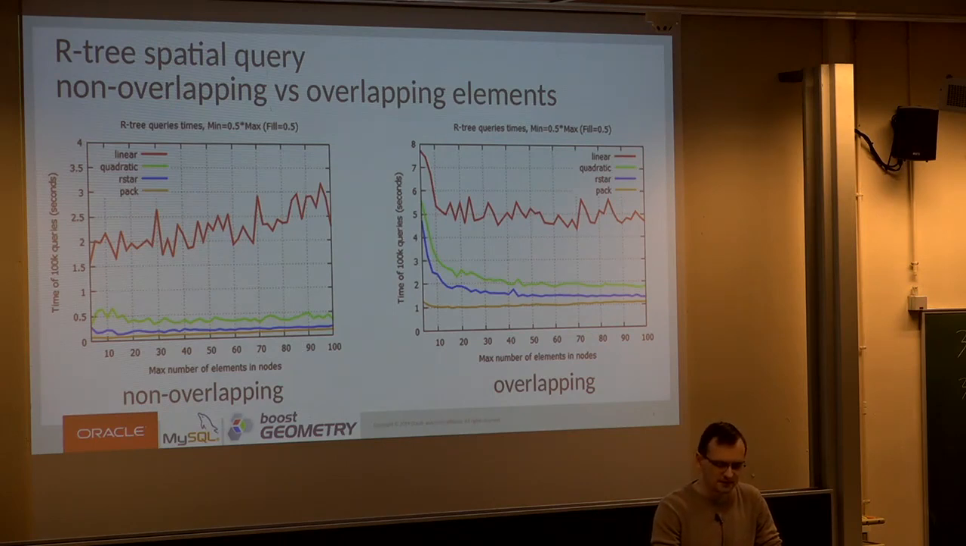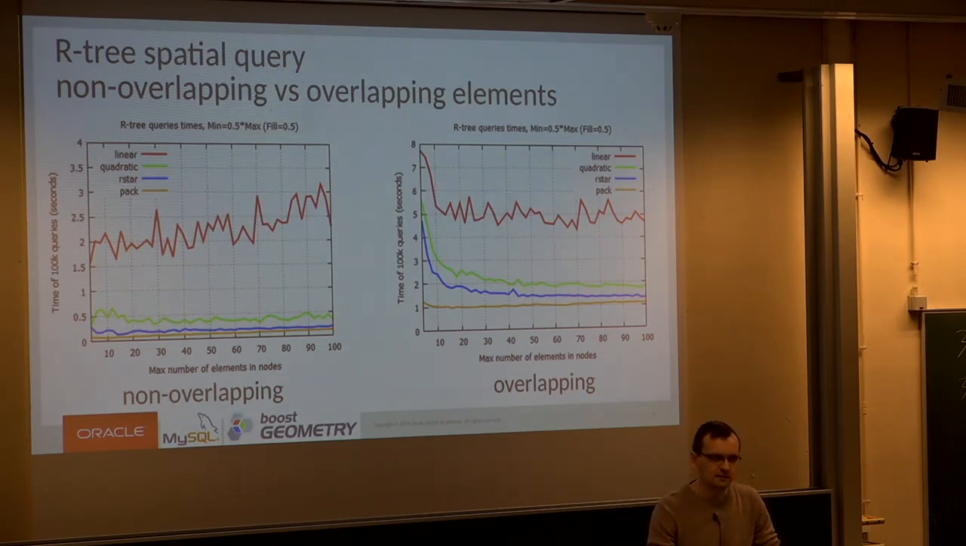It seems that for overlapping elements, if you have too small a number of elements stored in a node, then you increase the time of search. So the more overlap you have in your data, the bigger the node should be, basically. Later we can talk about why that is, after the talk.